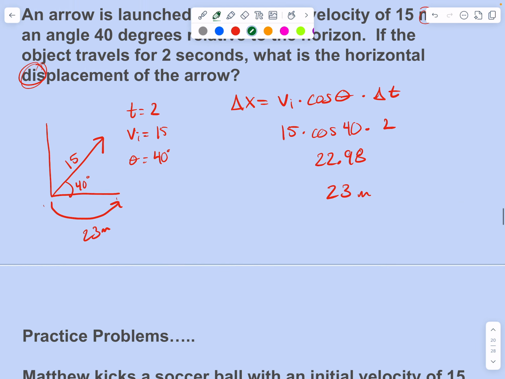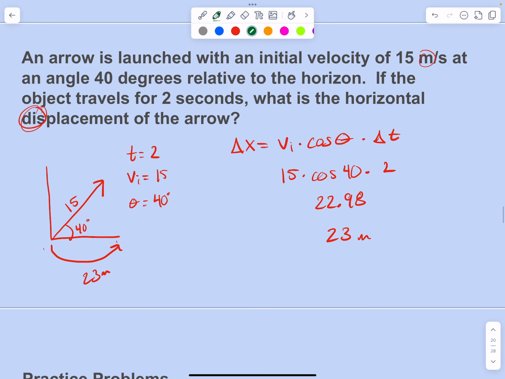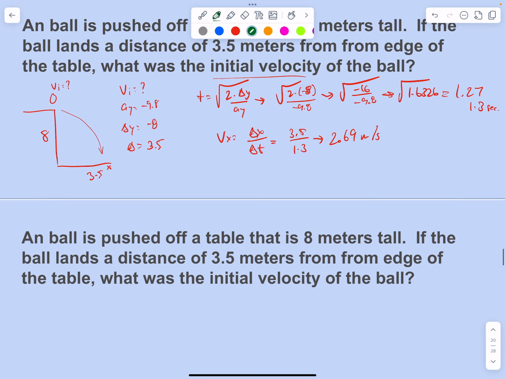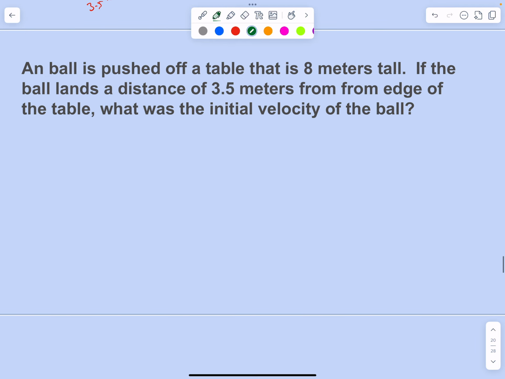That's my component. So up here, we had not just the component, but we also multiplied by time in order to get the displacement. All right, and now this was the component one. Let's take a look at the ball. Here we have the ball pushed off a table that is 8 meters tall. If the ball lands a distance 3.5 meters from the edge of the table, what's the initial velocity?